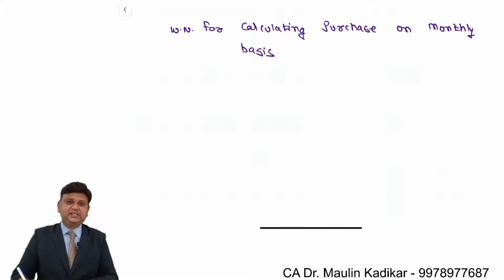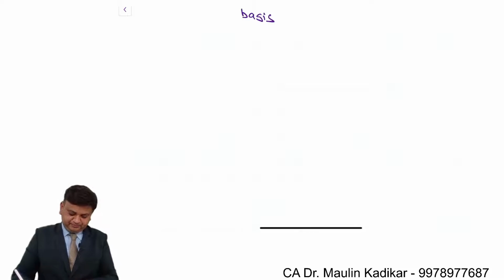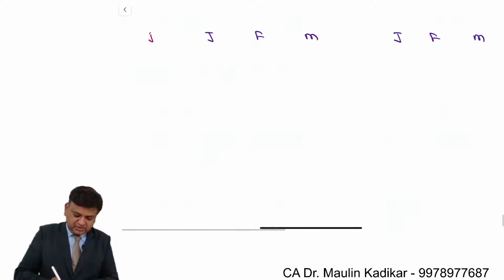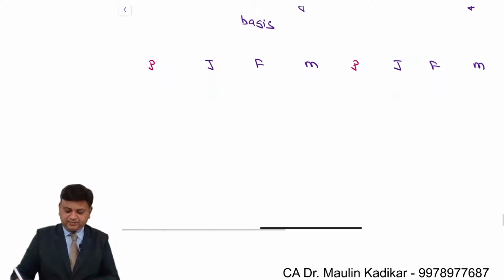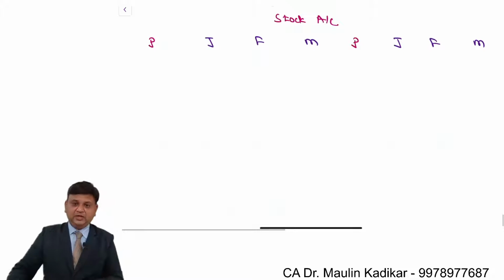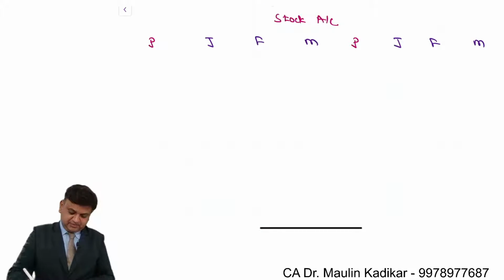Okay, let us see how to make the calculation of the answer. And why do we compute? I just explained that to you in 2 minutes of time. Month of January, February and March, and over here it is particulars and particulars. Basically we are preparing the stock account to compute the purchase on the monthly basis.